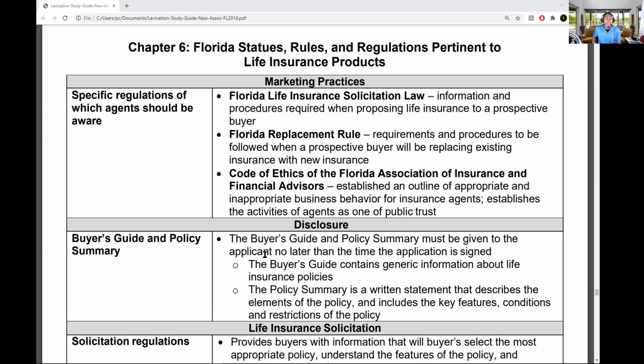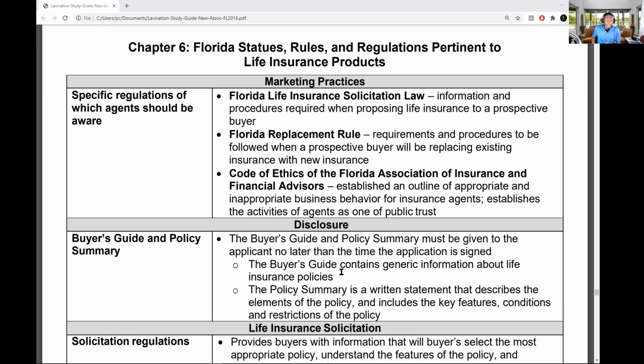So let's talk about the buyer's guide. The buyer's guide and the policy summary must be given to the applicant. Now, remember we're talking about an applicant. If you watched the previous videos, an applicant is somebody who is not already a client yet. So that's somebody who's applying for the coverage. It must be given no later than the time the application is signed. Later on, you're going to learn some exceptions, and we're going to do the best that we can to cover those as well.